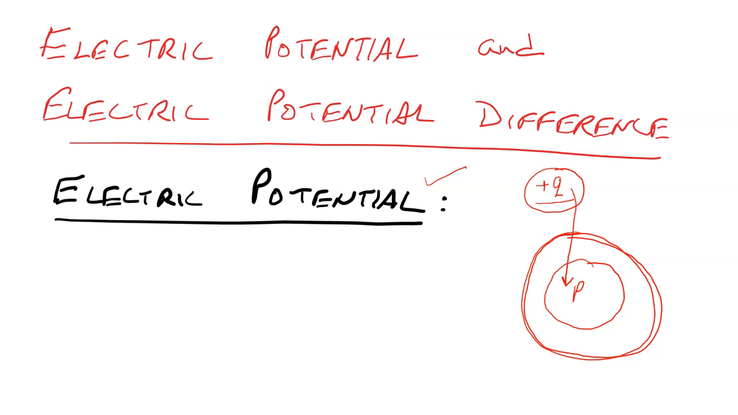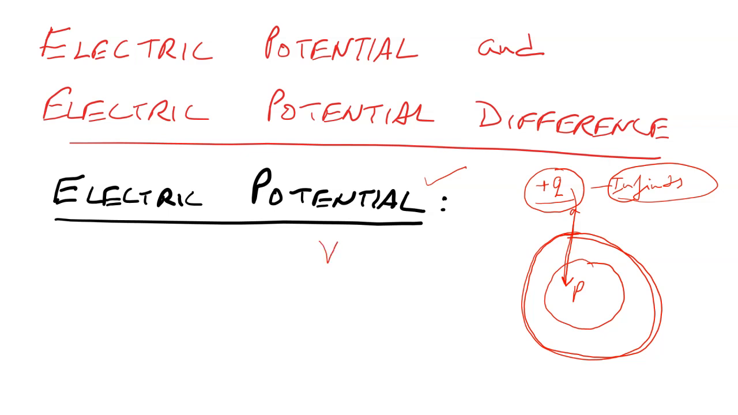to do some work, and this work done to move a charge from infinity to a particular point placed in an electric field is known as electric potential. Now, what is the meaning of infinity here? Infinity means that this charge is placed outside the range of this electric field.